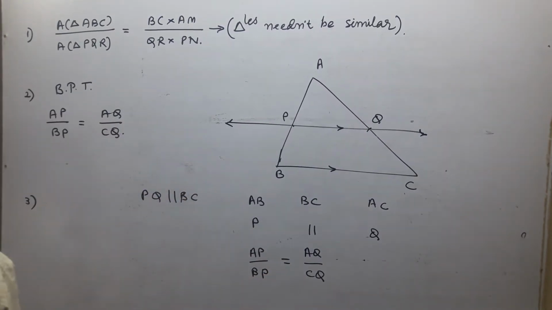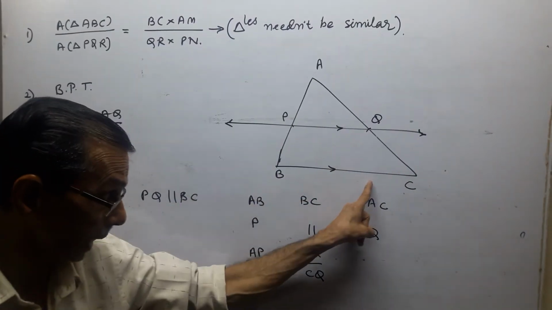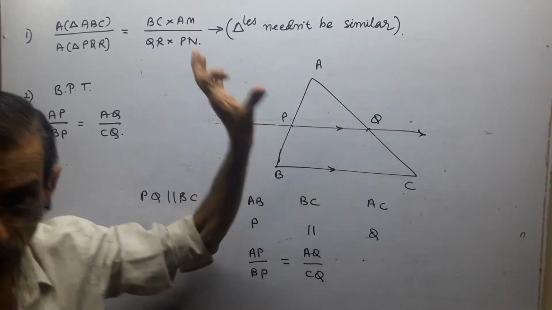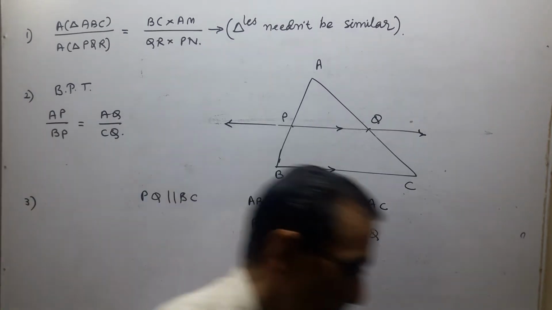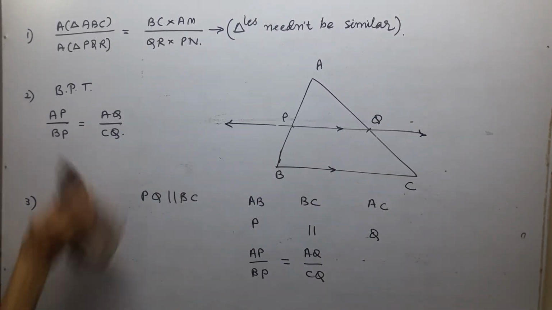And this is the BPT theorem. Very easy. Once again, try to understand. If a line is parallel to one of the sides of a triangle, then it divides the other two sides in the same ratio. Today we are going to study one more theorem. It is called the angle bisector theorem.